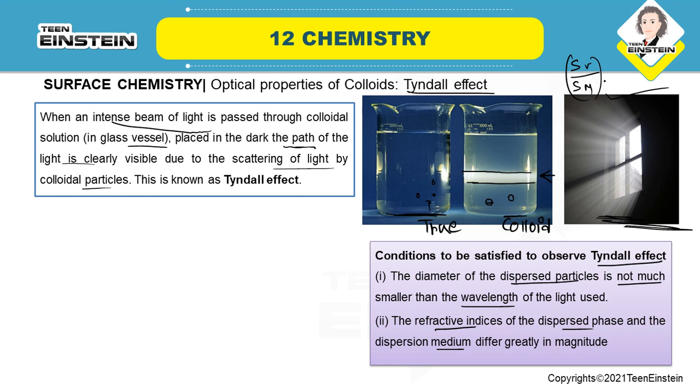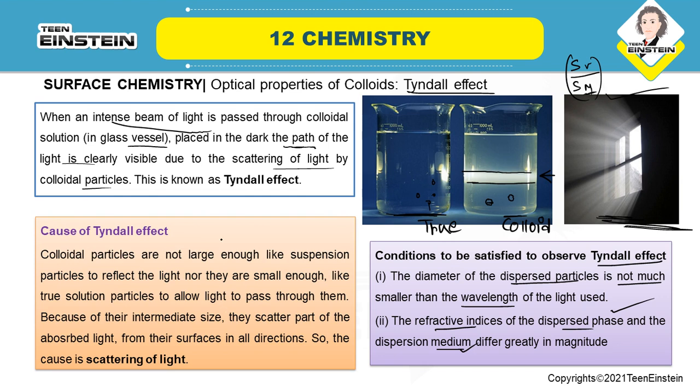Now higher refractive index means what? The velocity of light through this material is very low. So in this way we can get different refractive indices, and here the refractive index for the dispersed phase and the dispersion medium should differ greatly, okay.